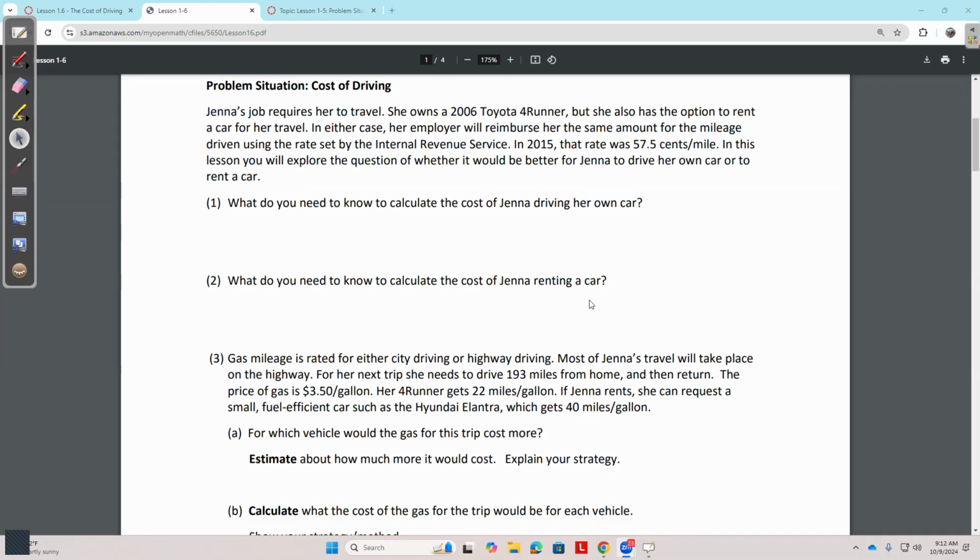So with all the stuff I just spewed out there, what I'd want you to do is write your opinion for question number 1. What do you need to know to calculate the cost of Jenna driving her own car? And then what do you need to know to calculate the cost of Jenna renting a car? So just write down your opinion on those 2 things. There's no right or wrong answer. Just write something. So I'll give you a minute to write.